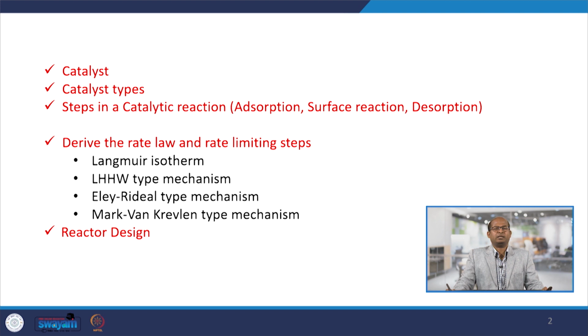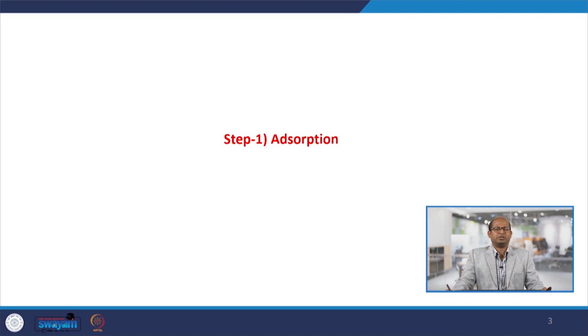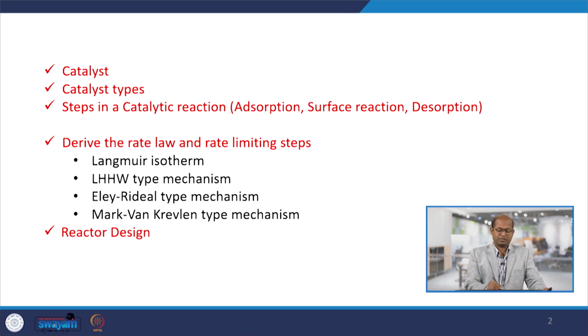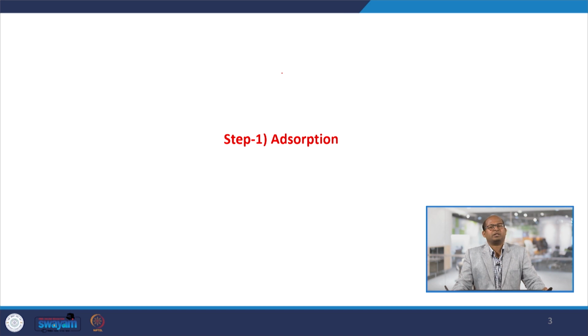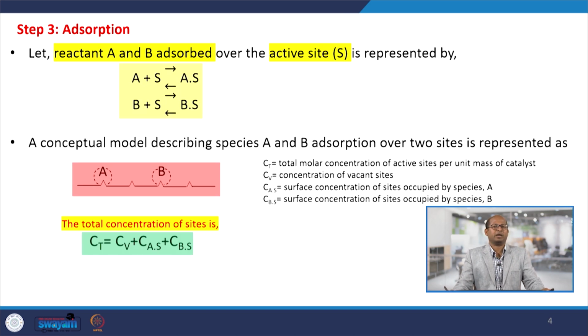How the reactant molecules get adsorbed over the surface of the catalyst may be molecular adsorption or dissociative adsorption; various possibilities are there. In our case we have said that there is adsorption, surface reaction and desorption. First we will discuss the adsorption, when reactant molecules come over the surface of the catalyst.